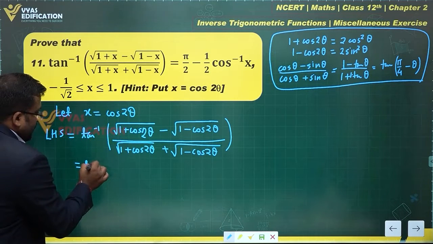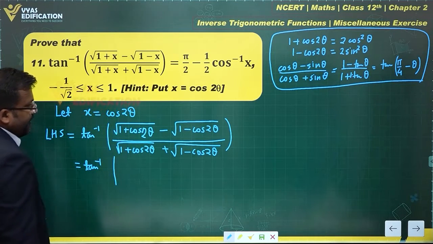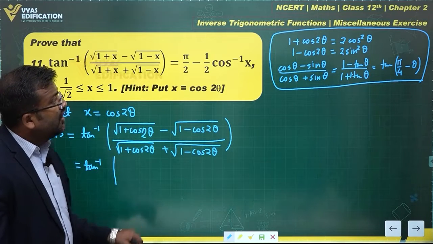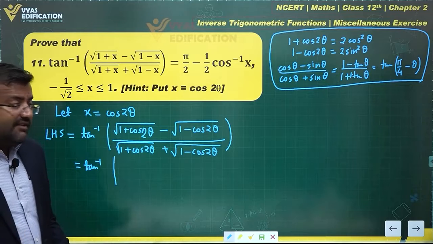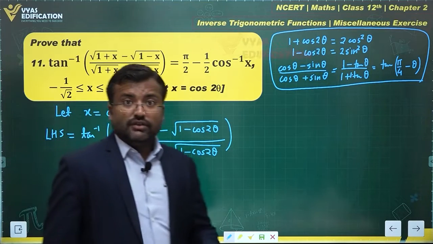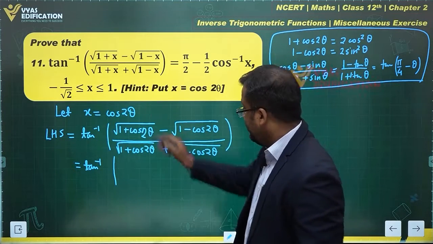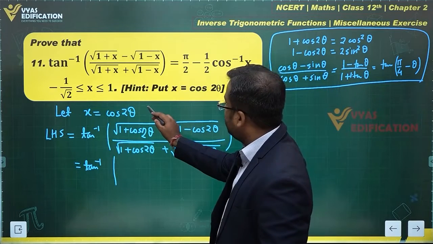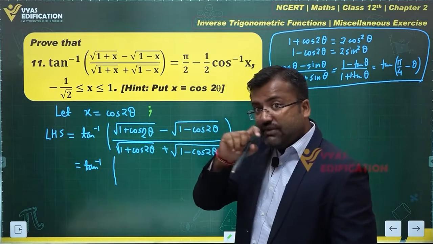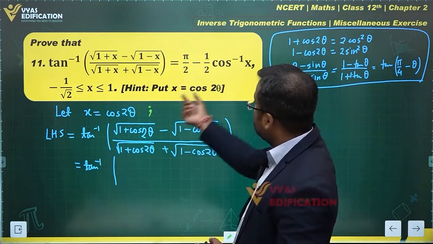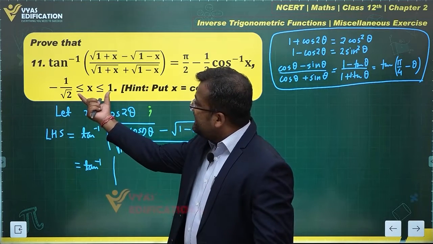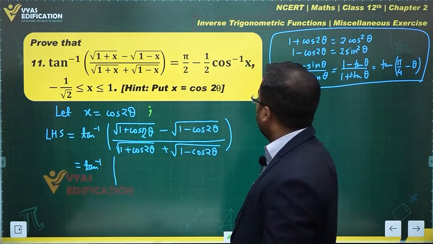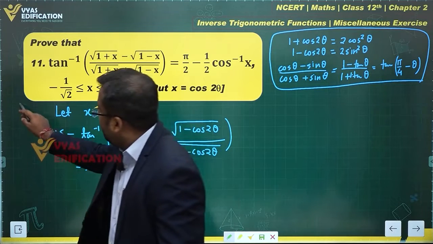This is further equal to tan inverse of, what is this? This is 2 cos square theta. And can you guess the values of theta from here? Let's also calculate the values of theta. We have cos inverse x by 2 equals theta, or cos inverse x equals 2 theta. If x lies in this interval, minus 1 by root 2 to 1, you remember the graph of cos inverse?